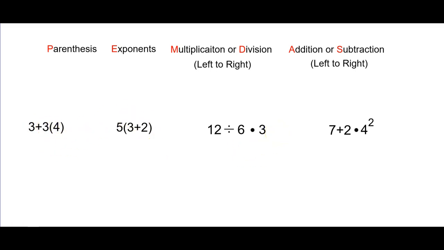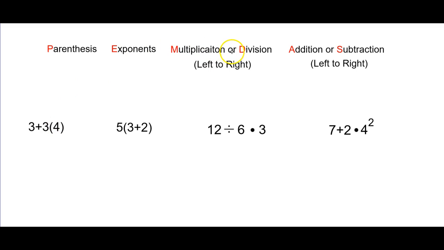So the first one, we've got 3 plus 3 times 4. Remember, sometimes we use these dots for multiplication. Sometimes we just wrap them in parentheses to mean 3 times 4 here. So there are parentheses here, but the parentheses has no operations going on inside of it. So it's just there to show it's not 34, it's 3 times 4. So no parentheses to work out, no exponents.